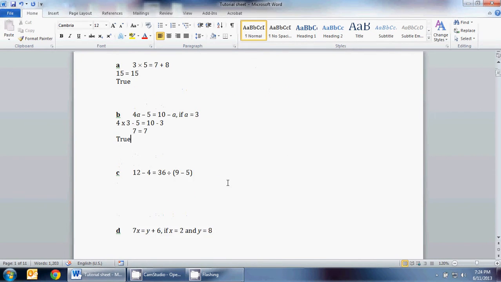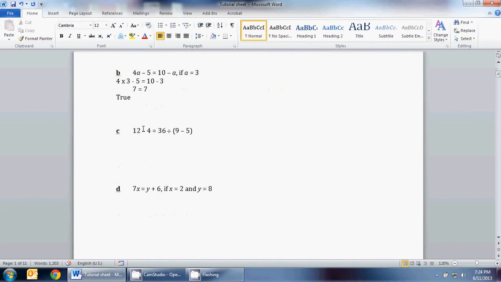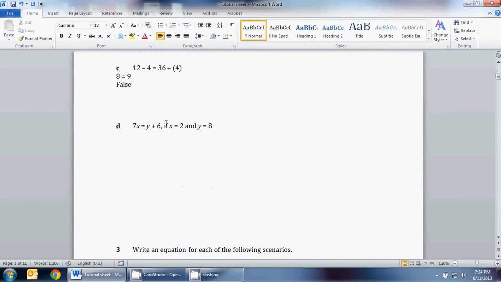Okay, so let's have a look at C. 12 minus 4. Well, we know what 12 minus 4 is. 12 minus 4 is 8. And that equals 36 divided by 9 minus 5. So order of operations says that we have to do this first. 9 minus 5 is 4. 36 divided by 4 is 9. So 8 does not equal 9. So that means that one is false.